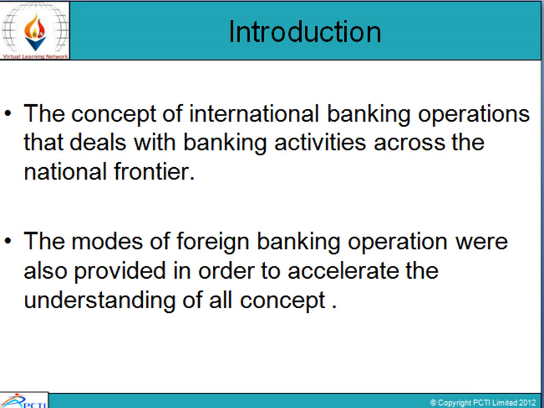When we talk about the concept of international banking, it basically is the operations that deal with the banking activities across the national frontiers, across the national borders. So, the modes of foreign banking operations are also provided in order to accelerate the understanding of all the concepts.